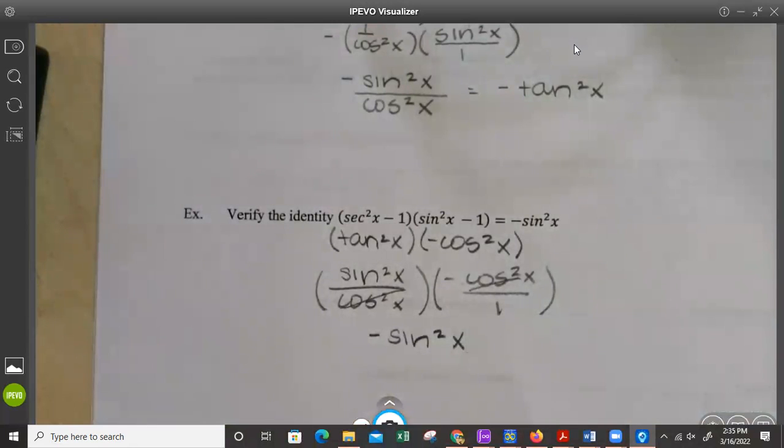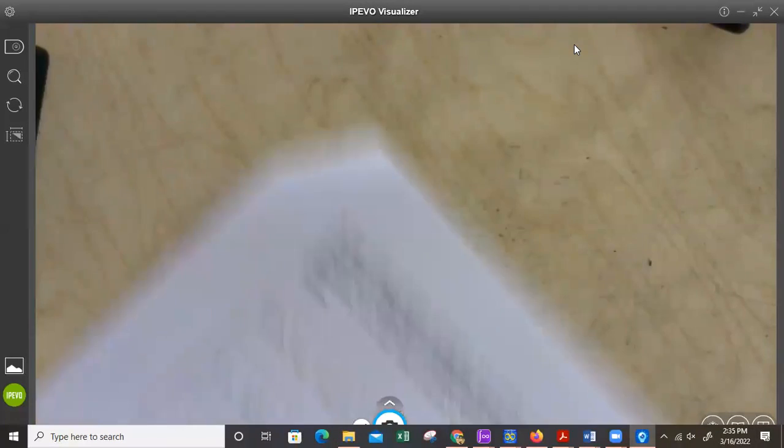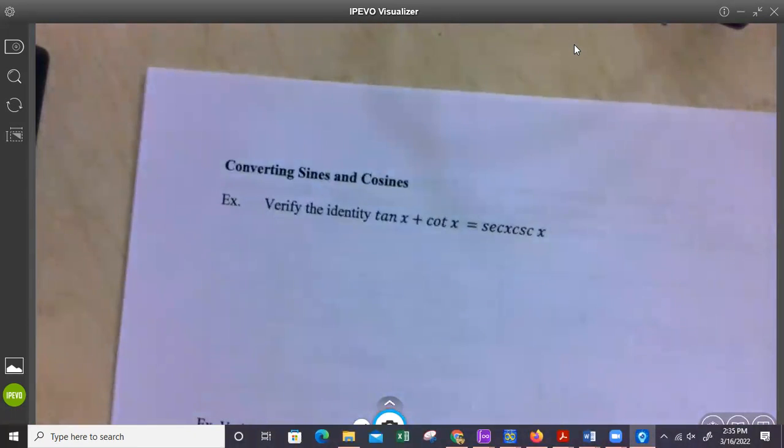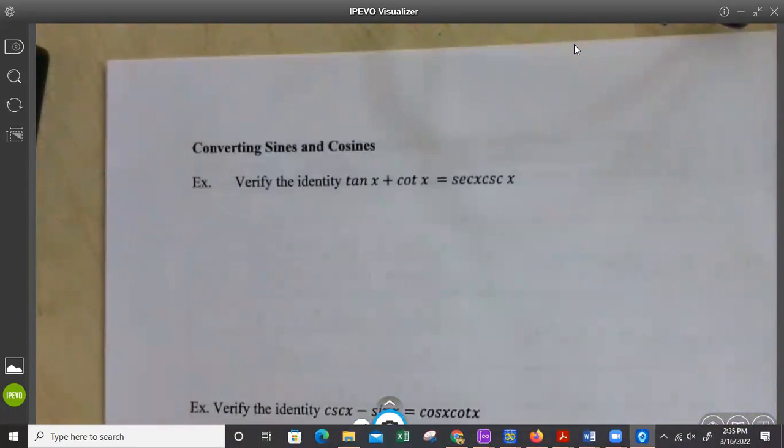Most of them are only going to be a couple steps. If you're doing tons and tons of work, it's probably a no. Okay, so be careful. Would you eventually get there if you would have done tan as 1 over cotan? Yes, because then you have to rewrite cotan. All right, next one. What about this one?